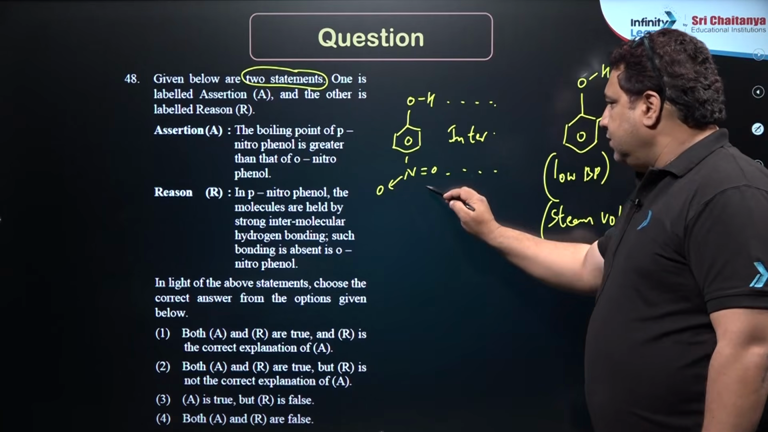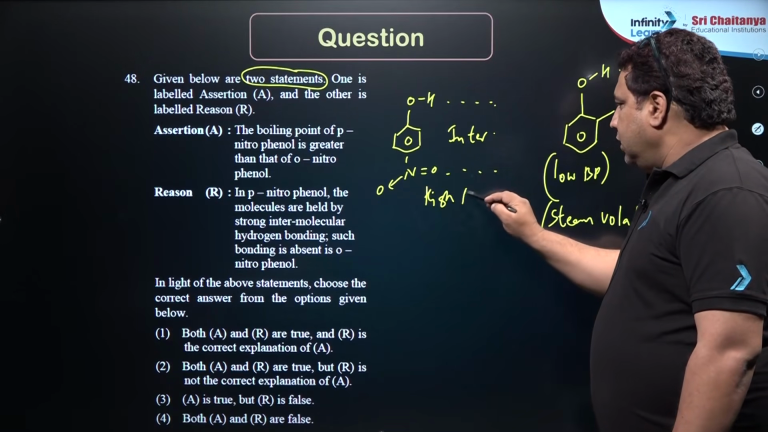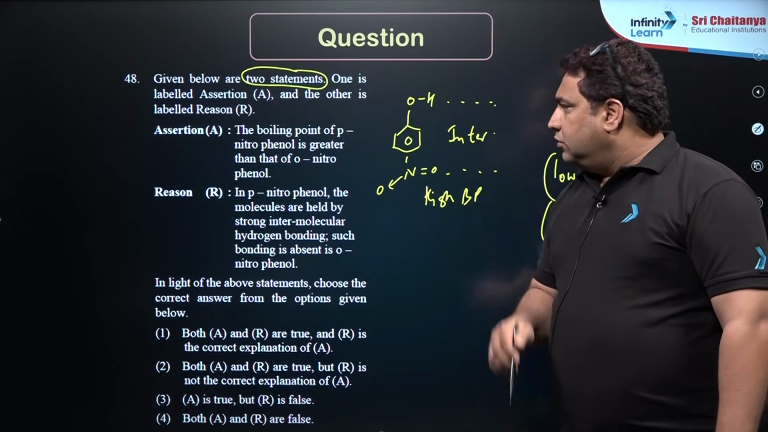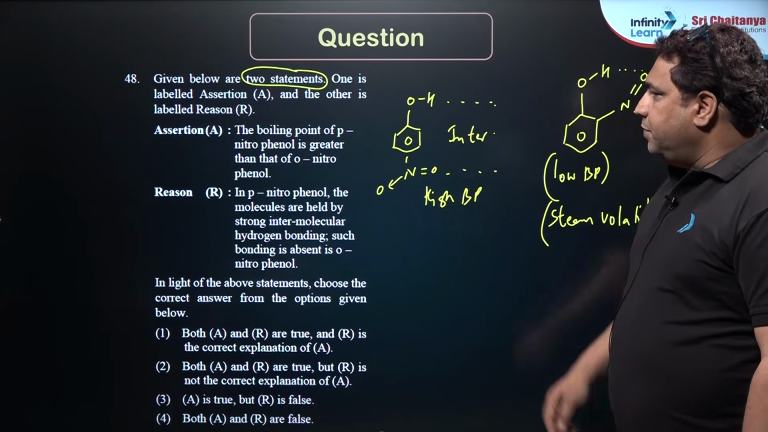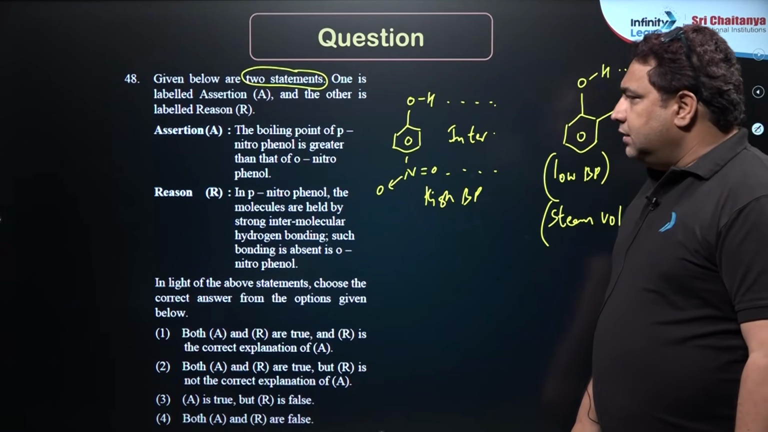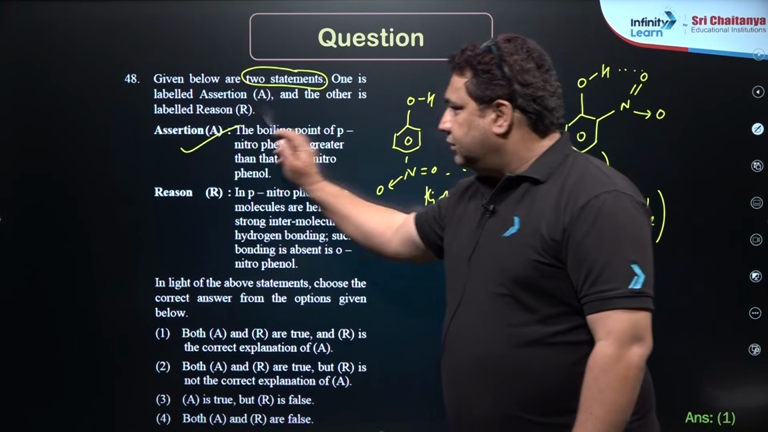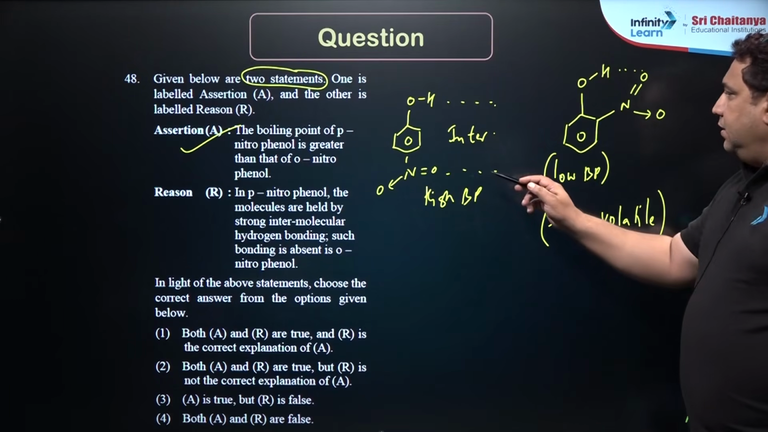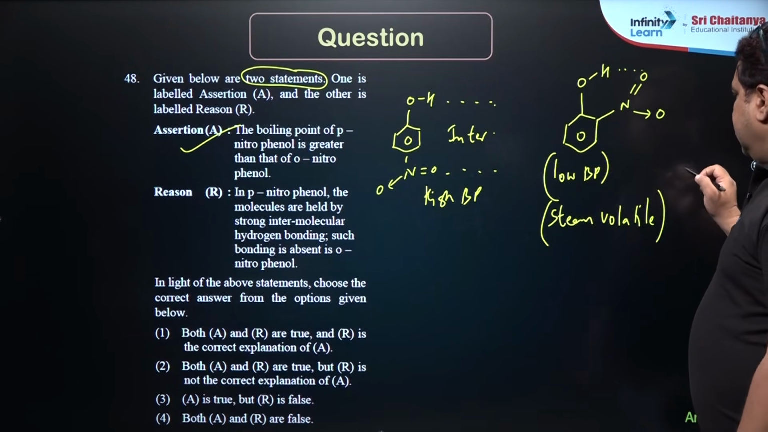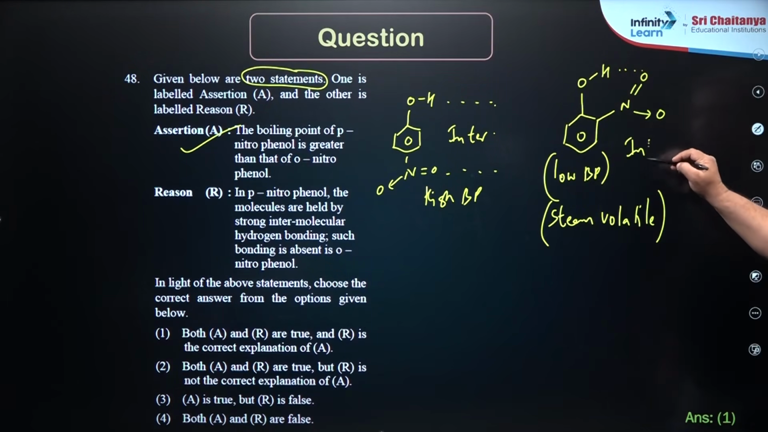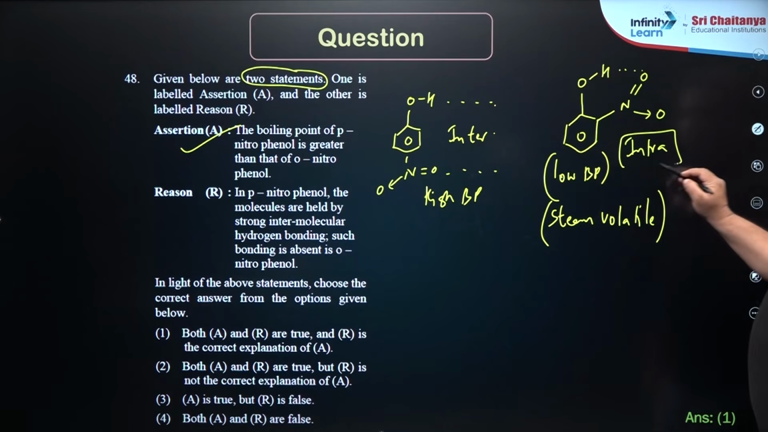Okay, this will have a high boiling point. I am showing you the detail, but without that we can solve it. So the boiling point of para-nitrophenol is greater than that of ortho-nitrophenol. Correct. Reason: inter. And here, which hydrogen bonding is it? Intra.